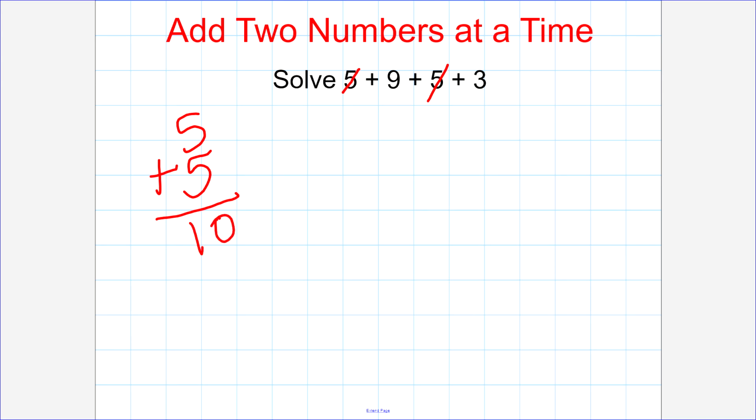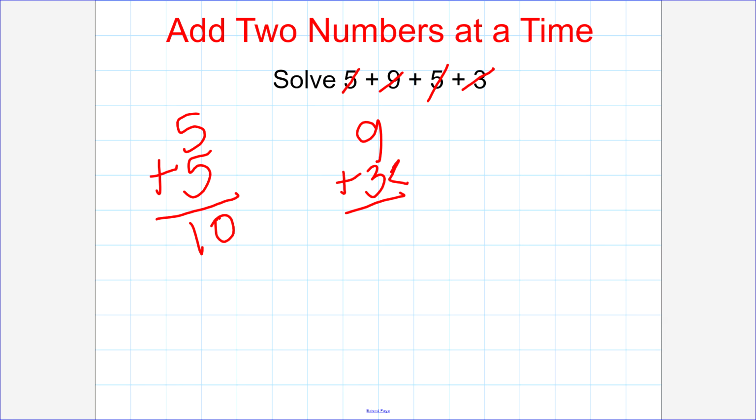So now I've added the 5 plus the 5. I have two more numbers left to add, 9 and 3. I'll go ahead and add the 9 plus the 3 now. 9 plus 3 is going to be more than 10, so I'll use my make a 10 strategy.